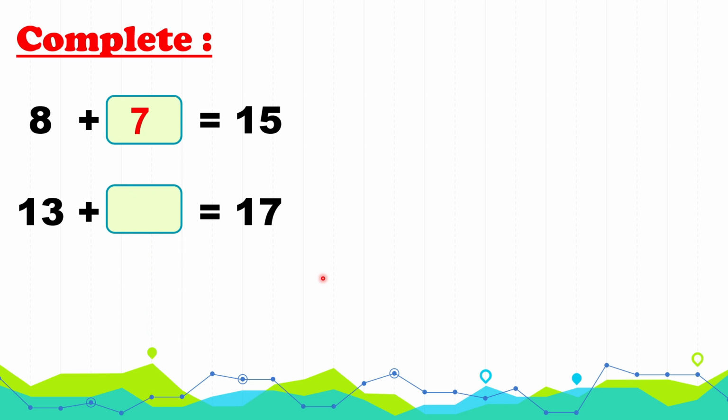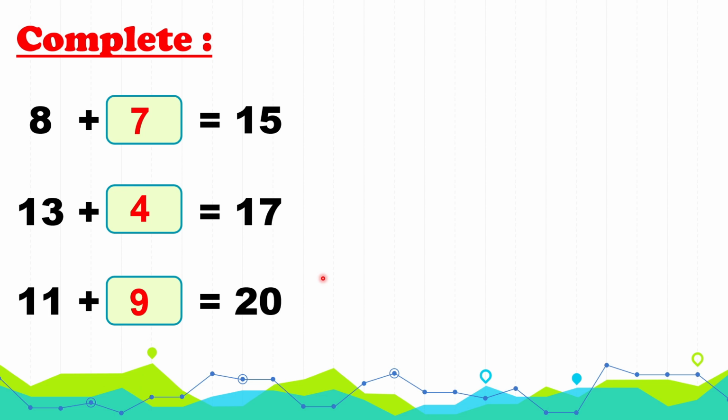Again, it will be 13 plus what equals 17. After 13: 14, 15, 16, 17. So the answer is 4. 11 plus what equals 20. After 11, which is the smallest number, I repeat it again, بقولها تاني، باختار الرقم الصغير، النمبر الصغير هو اللي بحطه في دماغي وأبدأ أعد من بعده لحد ما أوصل للنمبر الكبير. After 11: 12, 13, 14, 15, 16, 17, 18, 19, 20. So I have 9 fingers on, so the answer is 9.